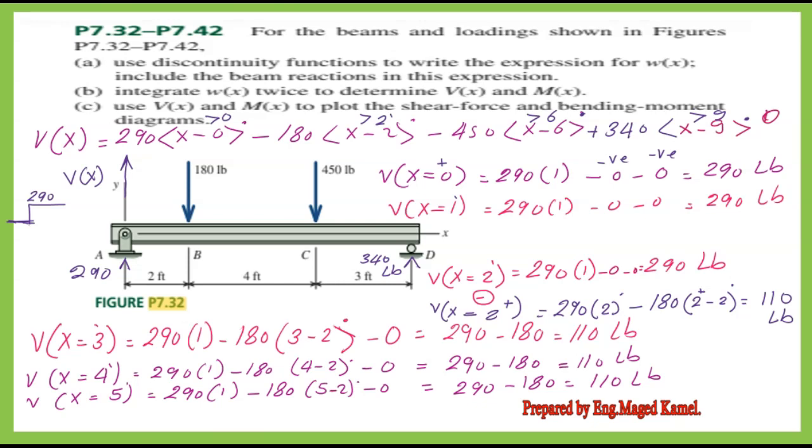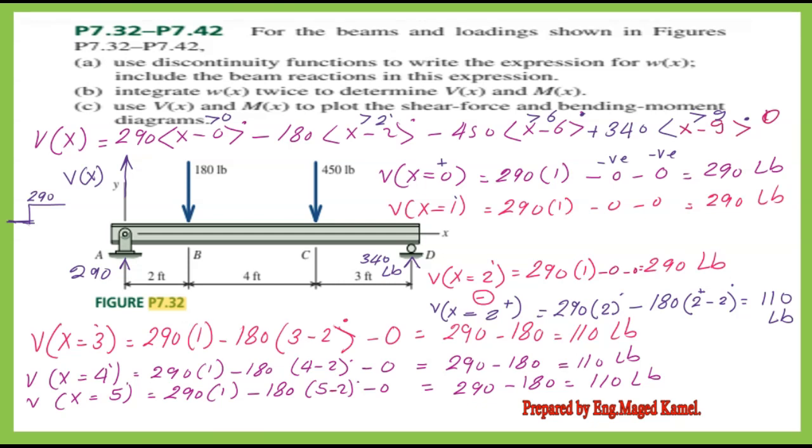We consider x equal to 3 feet, so V of x at 3 equals 290 multiplied by (3 minus 0) raised to the power of 0, minus 180 multiplied by (3 minus 2) raised to the power of 0, minus 450 multiplied by (3 minus 6) raised to the power of 0, equals 290 minus 180 minus 0 equals 110 pounds.